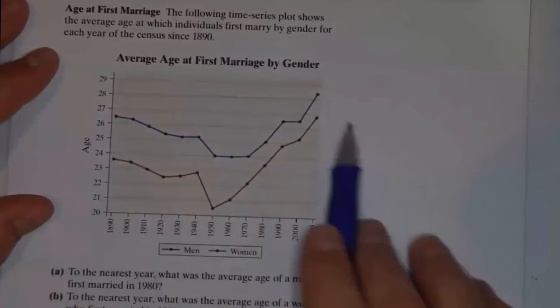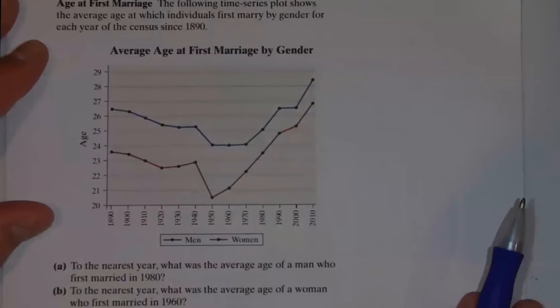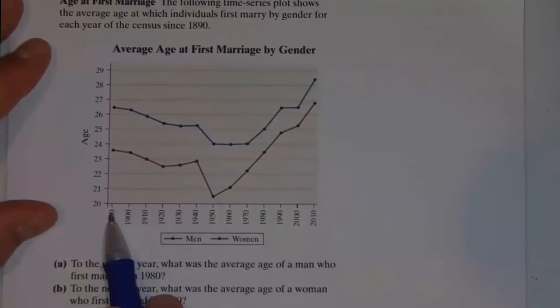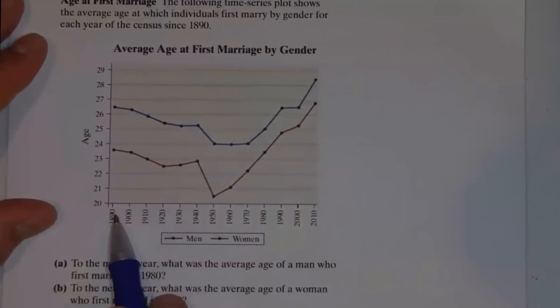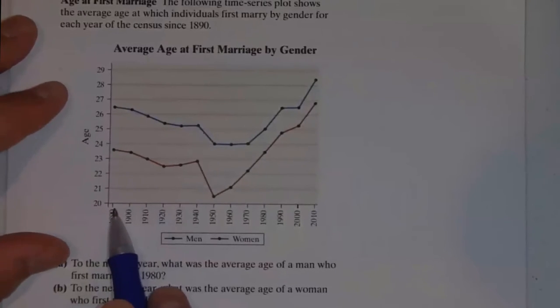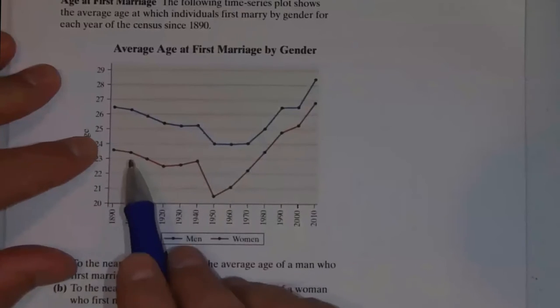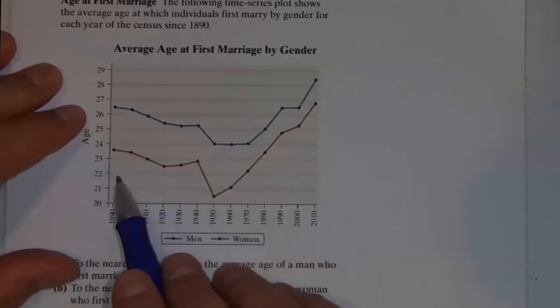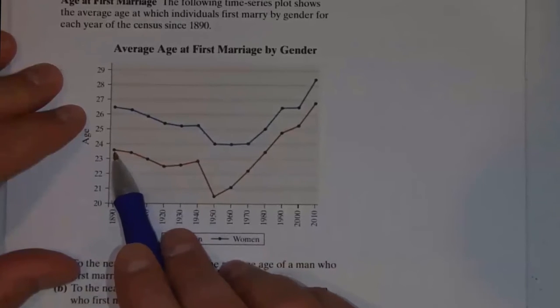So in this particular graph, this is an example of a time series plot. We have in blue, men, and in red, women. And again, this is the average age at which individuals first marry. So in 1890, if you look here, a man would have been somewhere between 26 and 27, maybe 26 and a half years old on average when he first married. A female would have been a little more than 23 and a half years old that year.